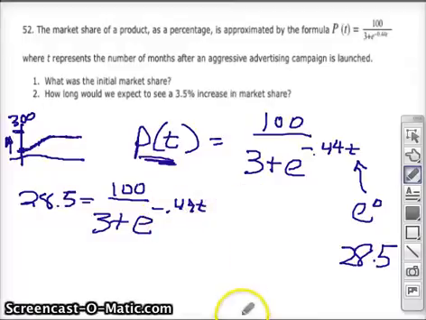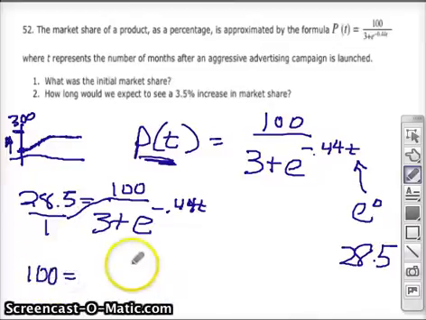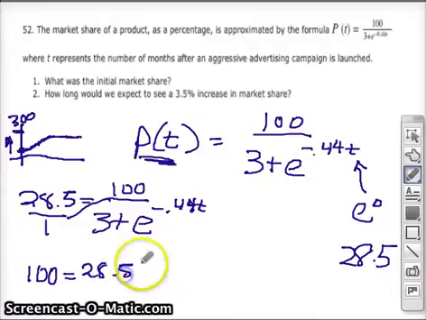Now we're trying to solve that for t. There are many ways to do this. Here's how I would do it. Put a 1 under that and cross multiply. 100 times 1 is 100. That is equal to 28.5 times 3 plus e to the negative 0.44 t.